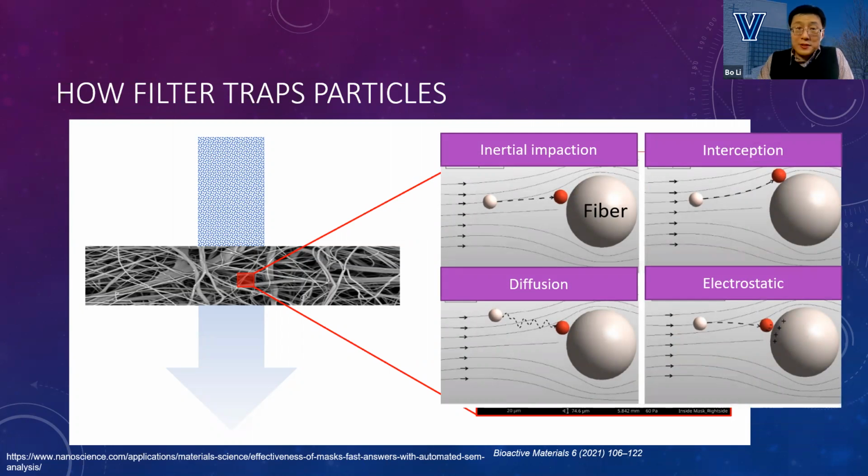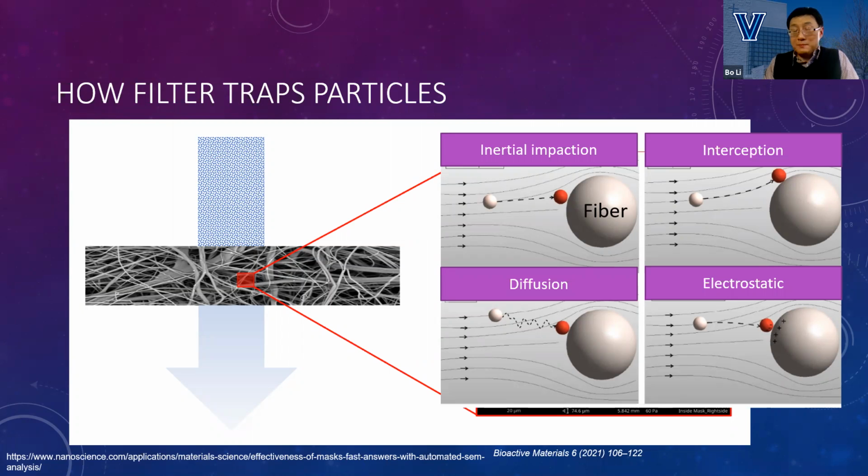For larger particles, the initial impaction is going to happen, where the particle will travel and diverge from its flow path and then hit the fiber. In the second mechanism, called interception, where the particles are much smaller, the particle will flow along the flow path. And if the flow path intercepts with the fiber, it will be captured.